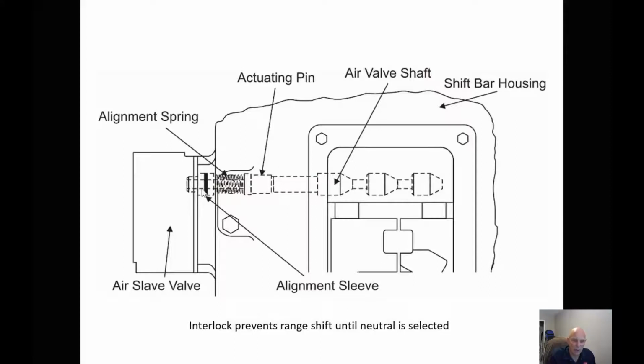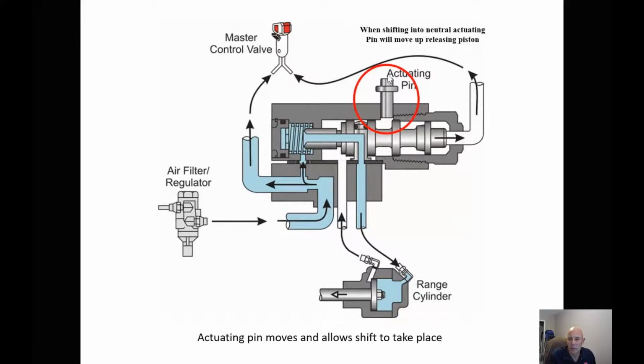So here's our slave valve, here's our actuating pin, and again inside here our shift rails will move this over to prevent this actuating pin from moving. So as soon as we get into the neutral position, the actuating pin retracts, and the spool is allowed to move. There's no air pressure on this side, and now air can come in here and go to the high range side. Pressure on the low range side gets vented to atmosphere.